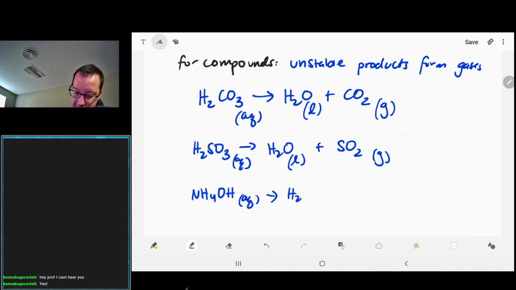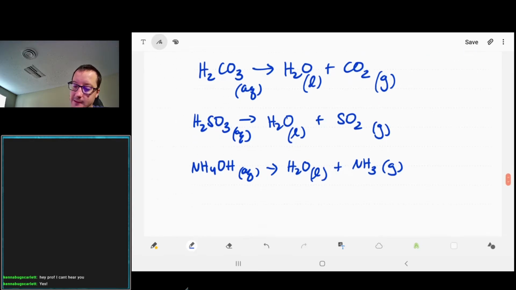Ammonium hydroxide is another one. And then the last one is just hydrogen sulfide. Anything that produces hydrogen sulfide is a gas already.